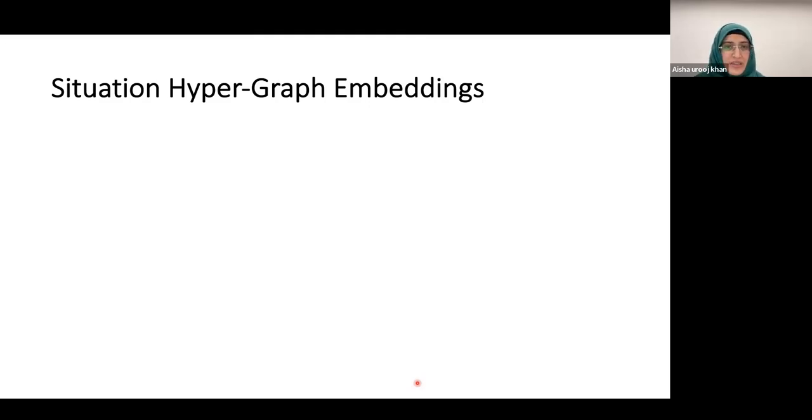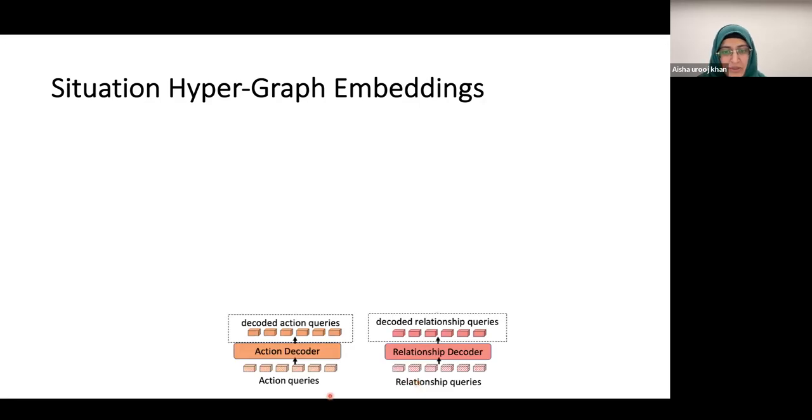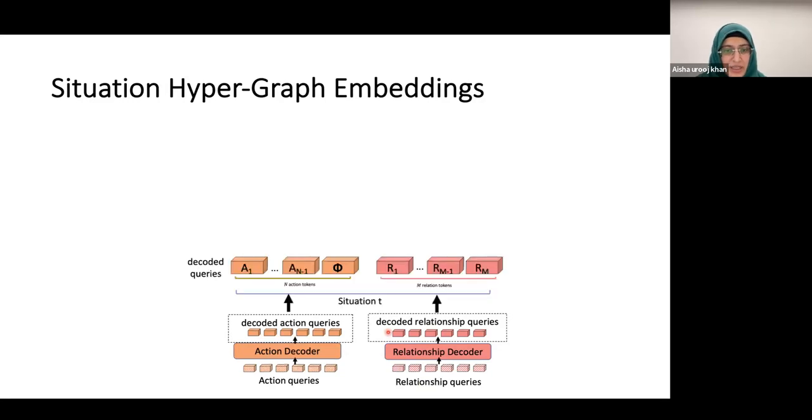Now, once we have predicted the situation hypergraph embeddings, how are we constructing the embeddings out of those? What other information is going into the cross-attention transformer? That information is here. We are given these action queries, and we have this action decoder, which gave us some decoded action queries. Similarly, we had this relationship decoder, which gave us some decoded relationship queries. Now for situation T, we have N action tokens and we have M relation tokens.